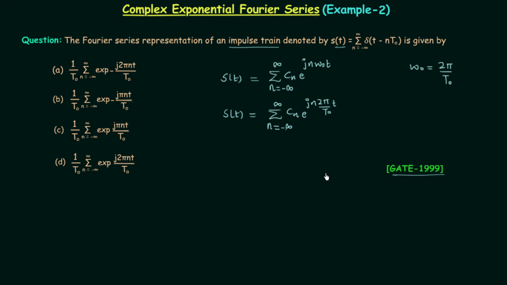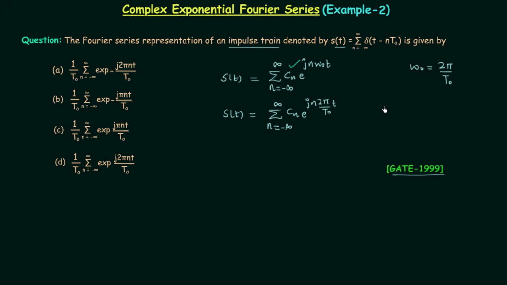Now you will ask me what was the need to write omega naught in this form. You can see the four options, and you will find omega naught is written in the form 2 pi by t naught. In option B and option C, you can see we don't have 2 pi by t naught, but we will not comment about the options until we calculate the coefficient Cn.